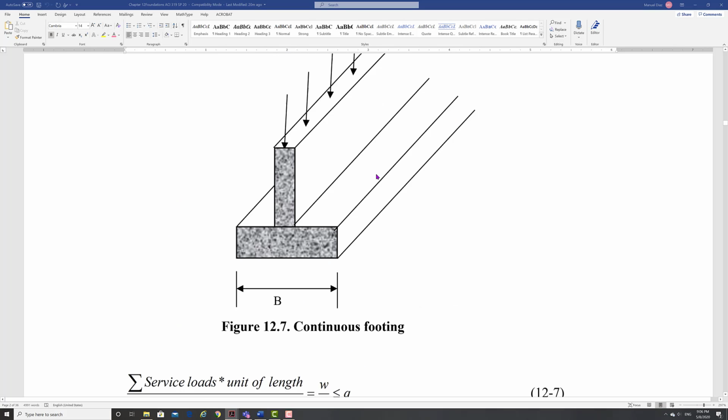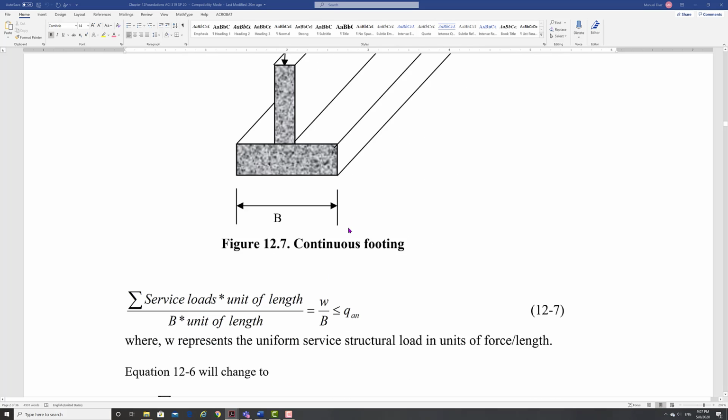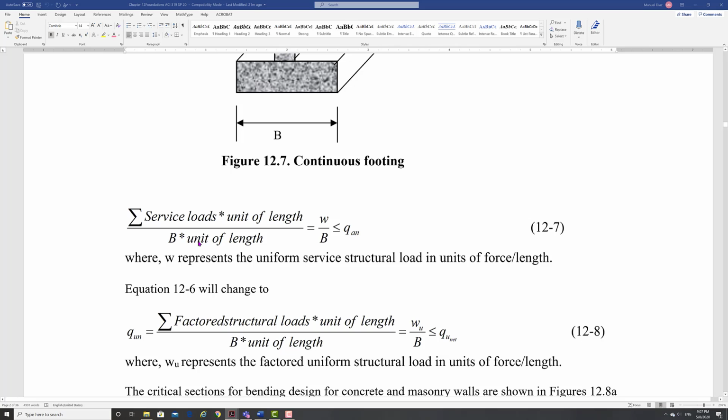Because this is a long wall, we take only 1 foot, like we did with this slab. We design 1 foot, and then we design per foot. Divide by B and the unit of length, so really this cancels out. What it means is your load divided by B has to be less than or equal to your allowable net pressure.